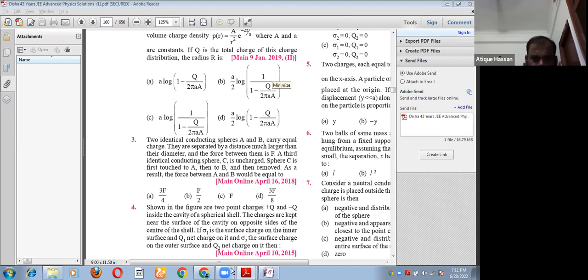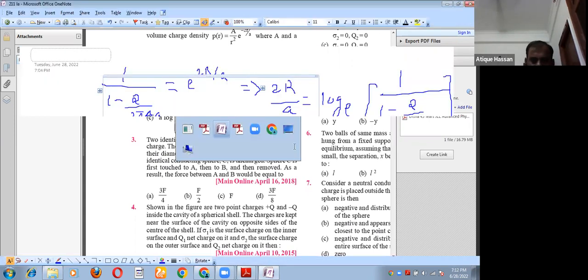So let us see question number third. It says two identical conducting spheres A and B carry equal charge. So there are two identical conducting spheres A and B carrying equal charge. They are separated by a distance much larger than their diameter. So what it means, let us explain through a diagram.